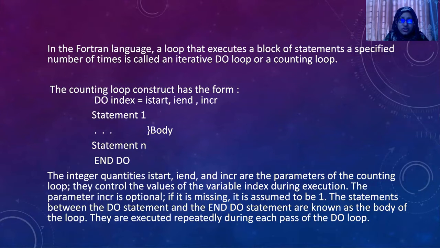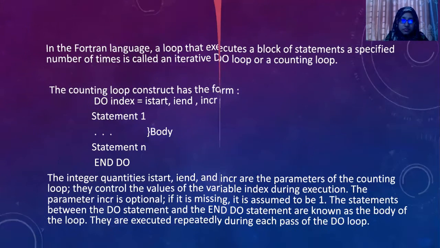The counting loop construct has the form. The integer quantities I start, I end, and increment are the parameters of the counting loop. They control the value of the variable index during execution. The parameter increment is optional. If it is missing, it is assumed to be 1. The statements between the do statement and the end do statement are known as the body of the loop. They are executed repeatedly during each pass of the do loop.